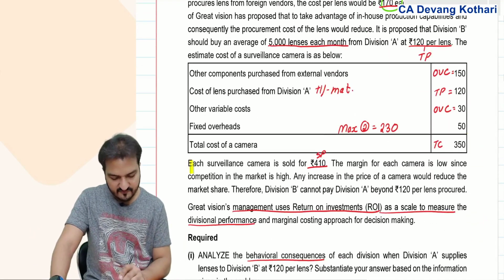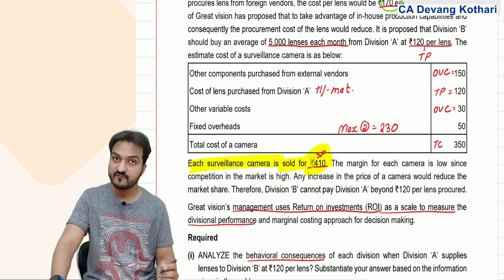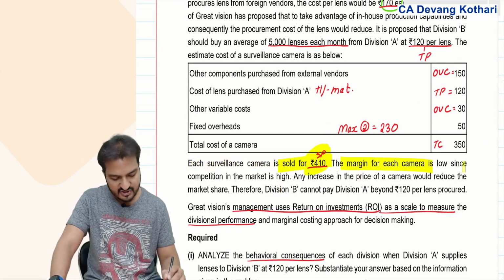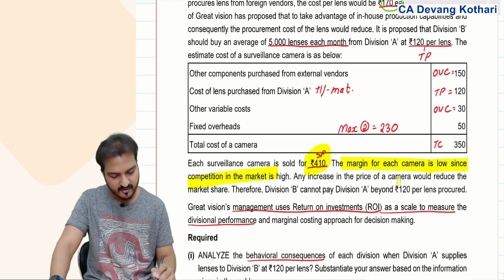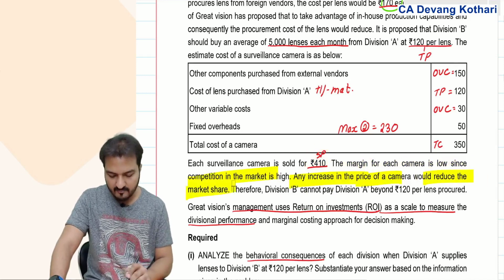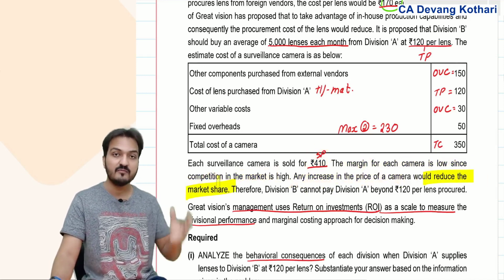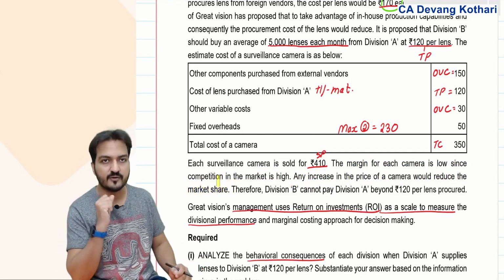Further, each surveillance camera is sold for 410. This is the selling price of the final product. The margin for each camera is low since competition in the market is high. Any increase in the price of the camera would reduce the market share. If I increase the price of my final product, the market share will reduce, meaning demand will reduce.